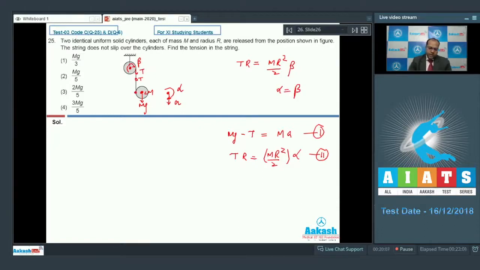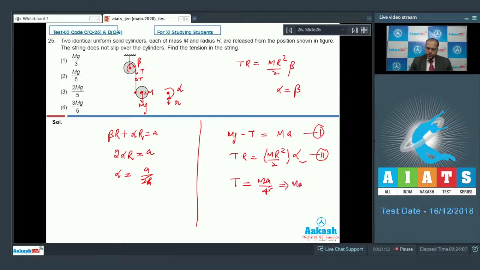So if I write the constraint relationship, then beta into r plus alpha into r is equal to a. This is my constraint relationship, and alpha is equal to beta. So I can say that 2 alpha r is equal to a, or the value of alpha is equal to a by 2r. If I substitute the value of alpha here, it comes out to be T is equal to m into a by 4, or ma is equal to 4T. So if I substitute this value in equation 1, then mg minus T is equal to 4T, or T is equal to mg by 5.